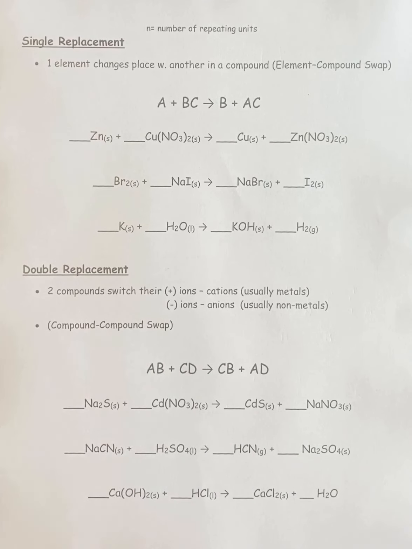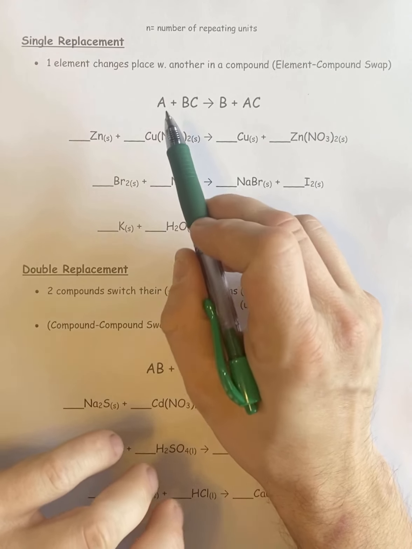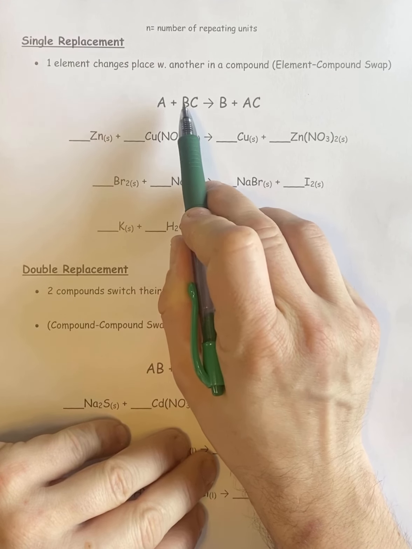Double replacement we'll learn first, and single replacement will be like the last thing we learn for the entire year, because they're actually pretty complicated as far as what causes them to happen. But for now, we'll just learn to identify them. So here's my example. So I have element A, element B, element C.